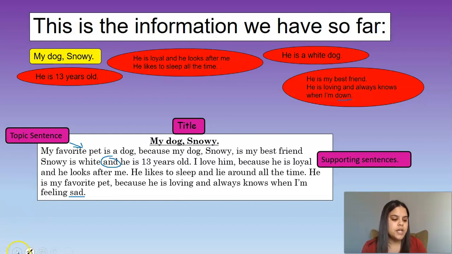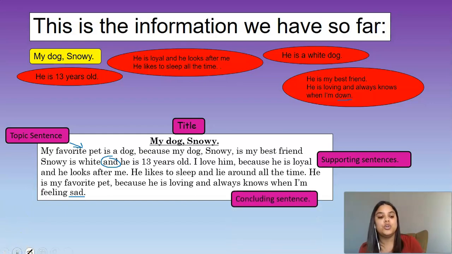And then lastly, I have my concluding sentence. He is my favorite pet because he is loving and always knows when I'm feeling sad. The concluding sentence, grade 4s, must always bring you back to the topic. So as you can see, I spoke about my favorite pet in the first sentence, my topic sentence. And then I spoke about my favorite pet again in my concluding sentence because I'm now finishing off my paragraph.